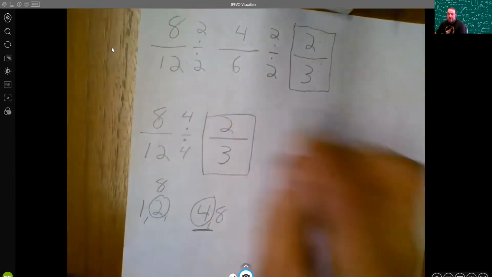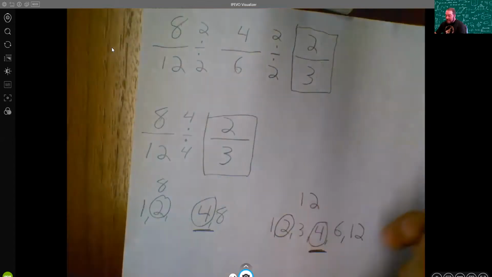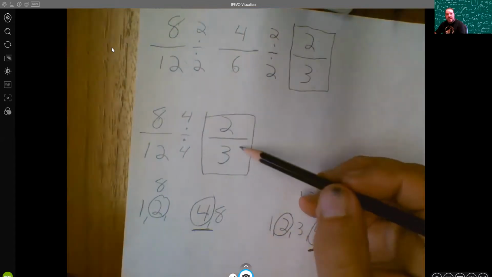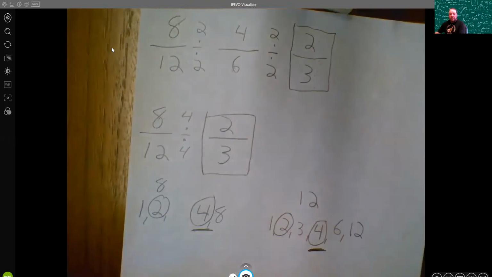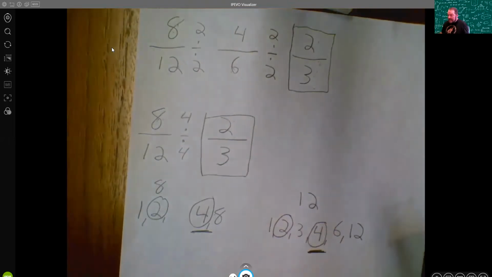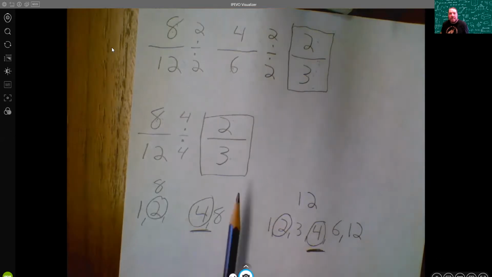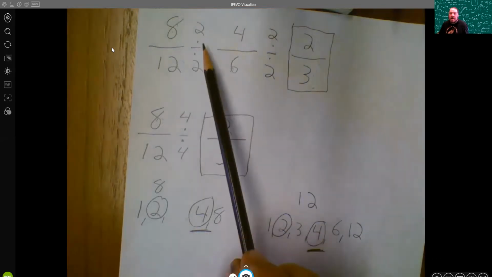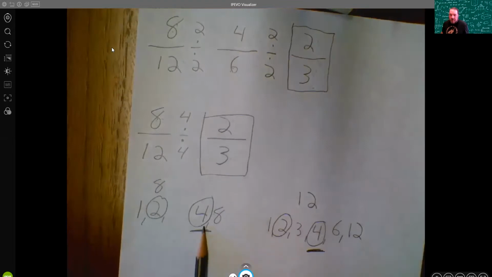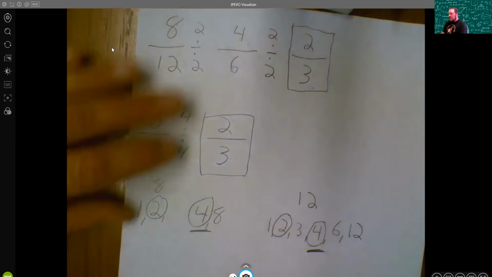Did we get the same answer? I think so. Can we simplify this any further? Is there any number that goes into both of these? No, there's not. You might think this takes longer because we have to find the factors. It takes a tiny bit more time than just dividing by random numbers, but we know for sure that we're finding the biggest one.